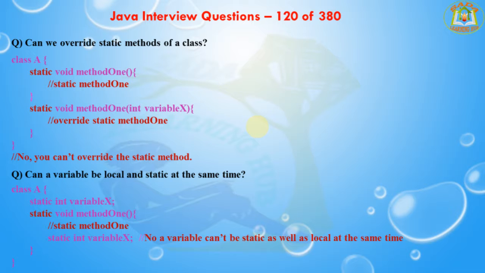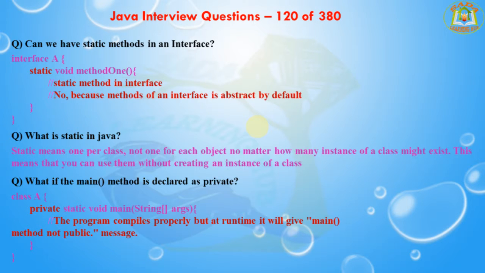The next question is, can we have static methods in an interface? Static methods cannot be overridden in any class, while any method in an interface is by default abstract and is supposed to be implemented in the class that implements the interface. So it makes no sense to have static methods in an interface in Java.